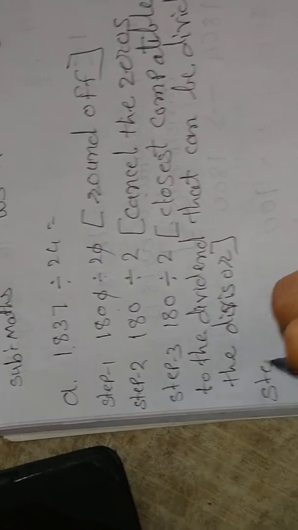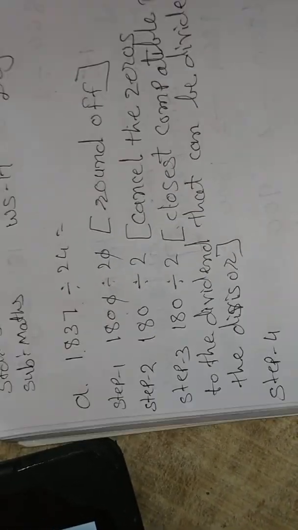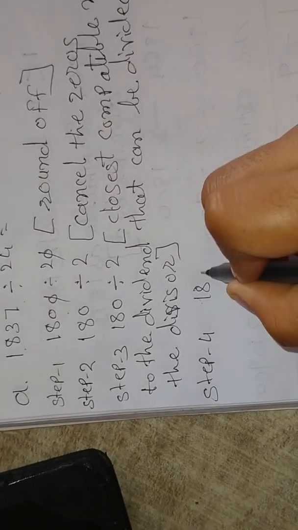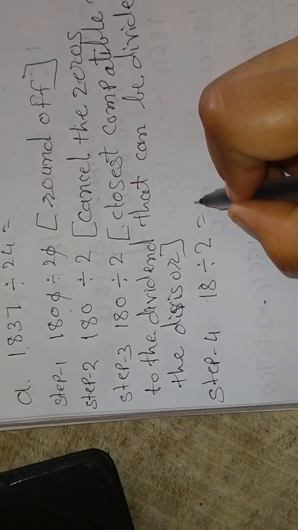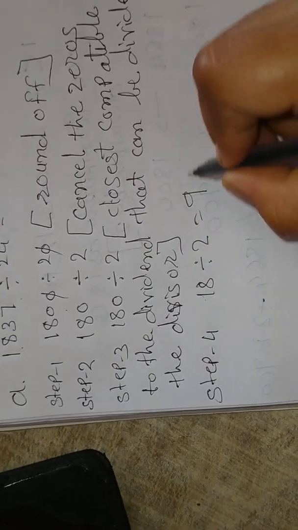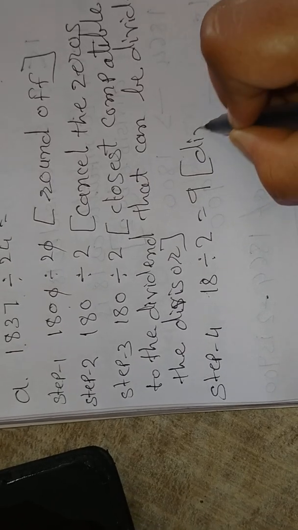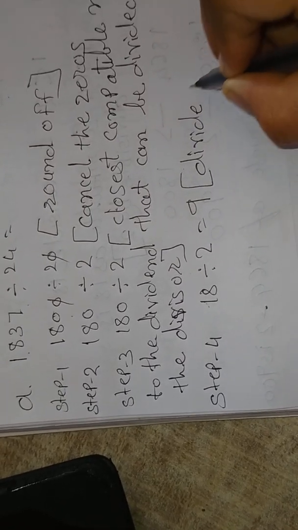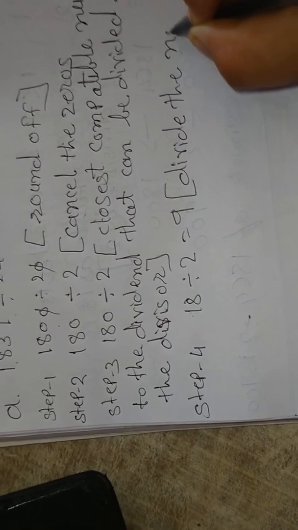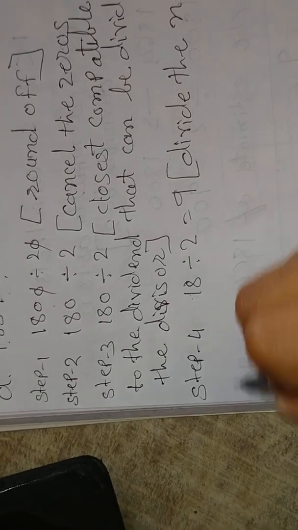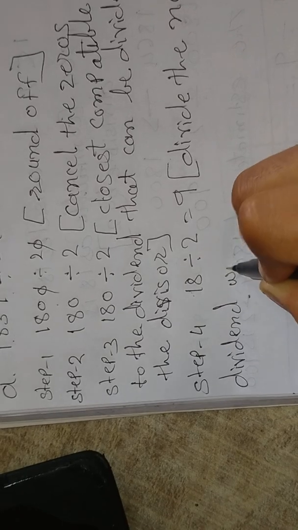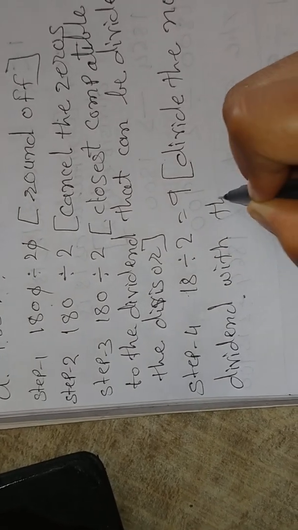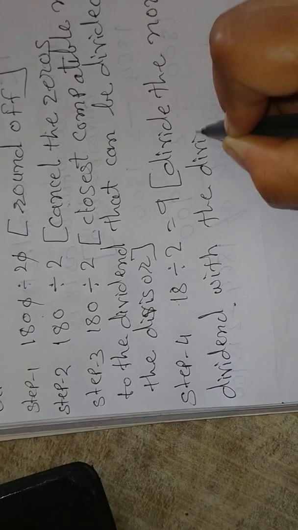Step number 4, 18 divided by 2 is equal to 9, 2 nines are 18. In a bracket we have to write, divide the non-zero number with the divisor.